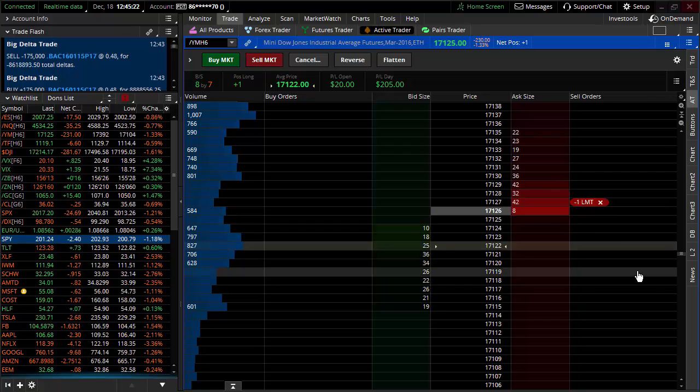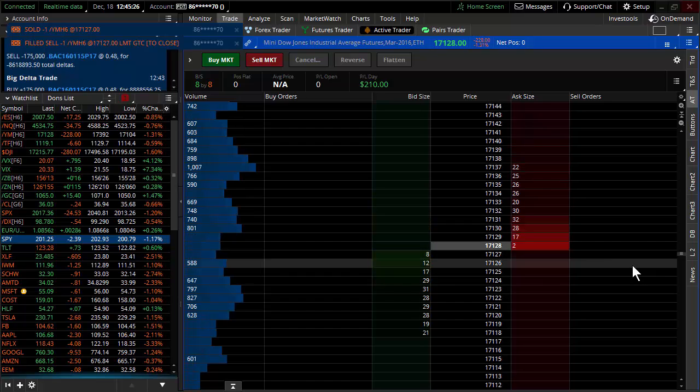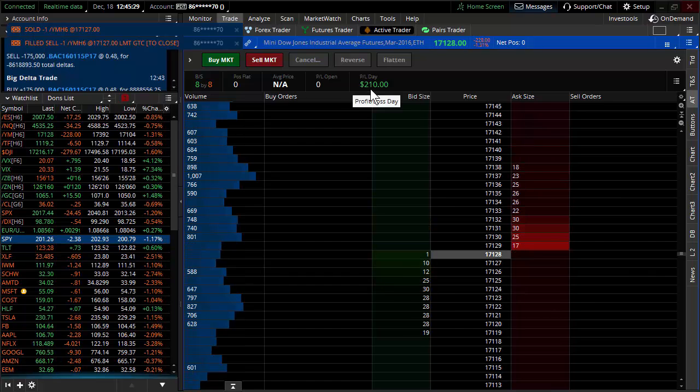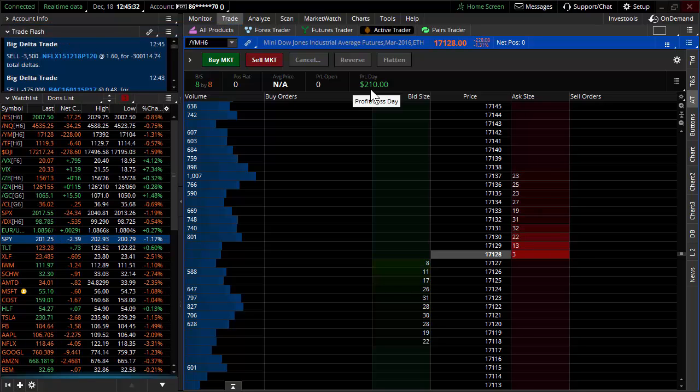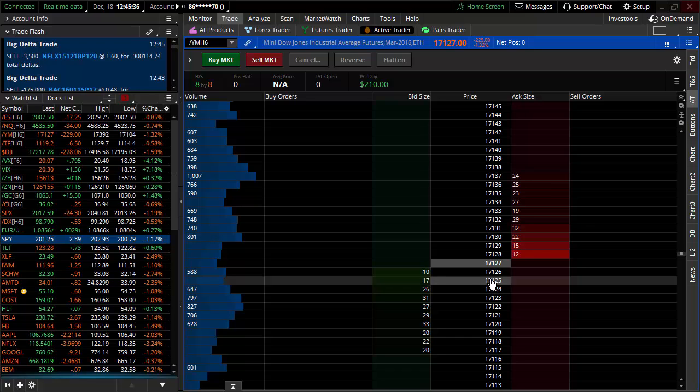I didn't really think too much about entry and exit points in here. I need not do that. There we go. We filled. So I just made a couple more bucks on there. It's 5 points out of the Dow. Each Dow futures point, you're making or losing $5.